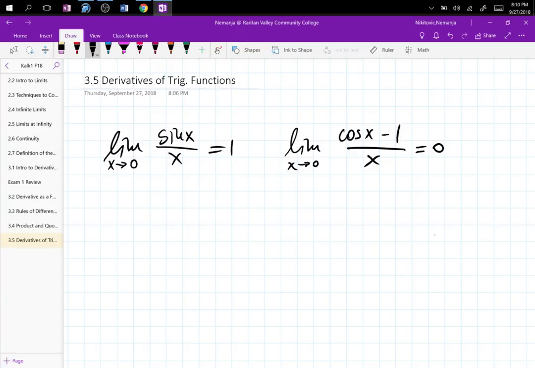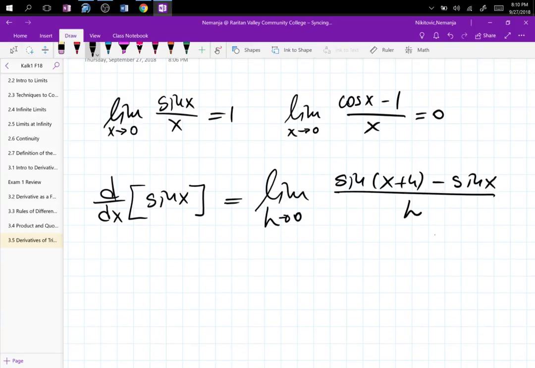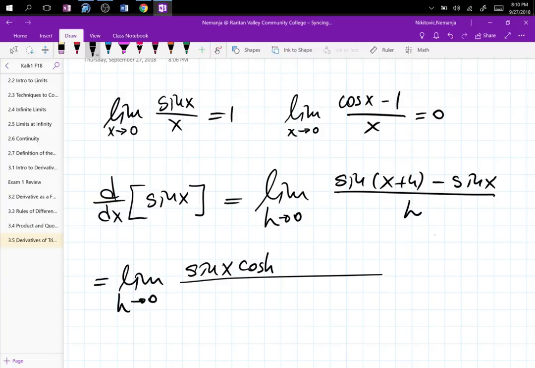So now let's take a look at the derivative of sine x. So what is the derivative of sine x? Well, let's use the limit as h goes to 0 of f of x plus h, which is sine of x plus h minus sine x divided by h. The only thing I can do there is to use the sine of a sum of angles. So that's sine x cosine h plus cosine x sine h. And then we have minus sine x divided by h.